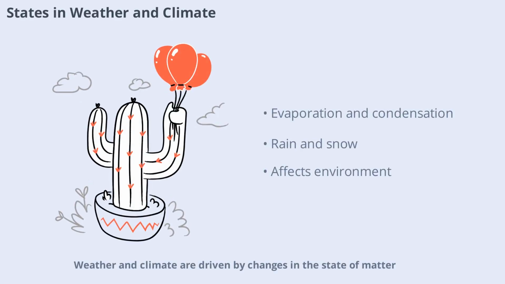Weather and climate are driven by changes in the state of matter. Water evaporates to form clouds, condenses to make rain, and freezes into snow. These changes shape our environment and affect everything from agriculture to transportation. Meteorologists study the states and properties of matter to predict weather and understand climate change.